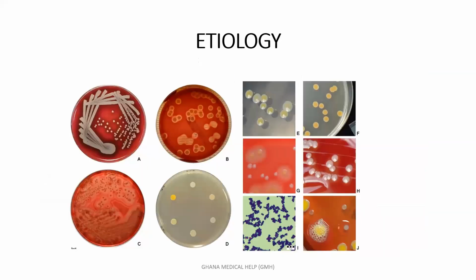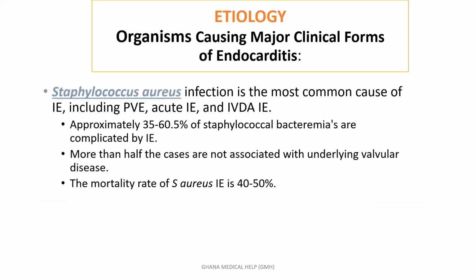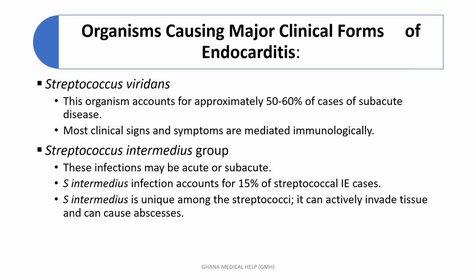patient. The etiology. So, organisms causing major clinical forms of endocarditis. We have Staphylococcus aureus. This infection is the most common cause of infective endocarditis, including the prosthetic, the acute, and the intravenous drug abuse endocarditis. So approximately 35 to 60.5% of staphylococcal bacteremia are complicated by infective endocarditis. The mortality rate of this is 40 to 50%.